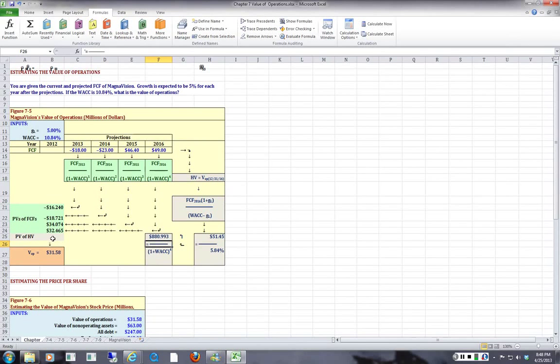So now we've also got to bring that to the present value, and the way we do that is we're going to take that 880.994 and divide that by 1.1084 to the fourth power, and that gives us 583.696. Then you add up those figures, and that gives us a total of 615.27.